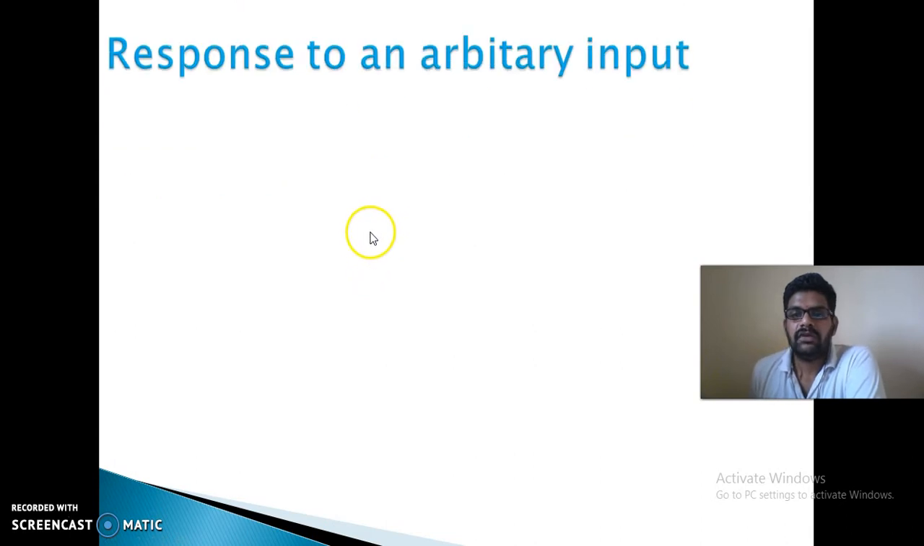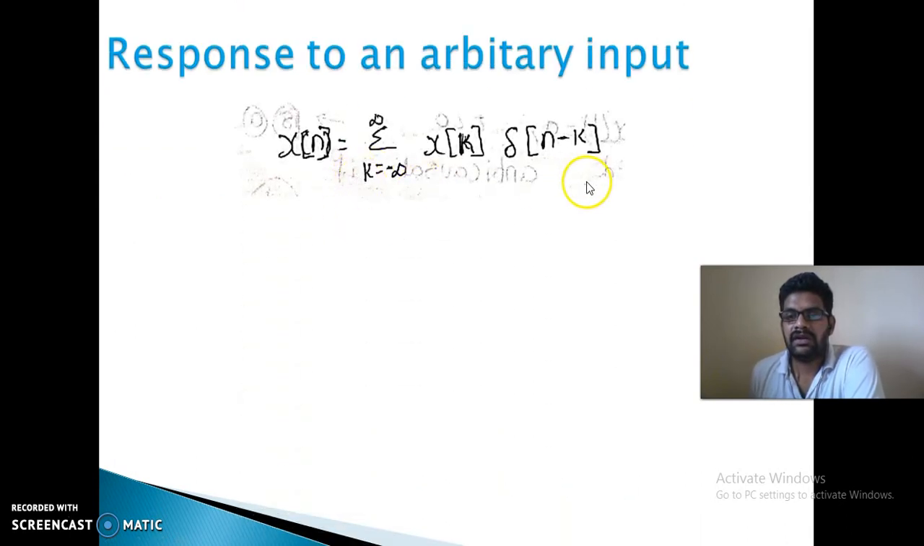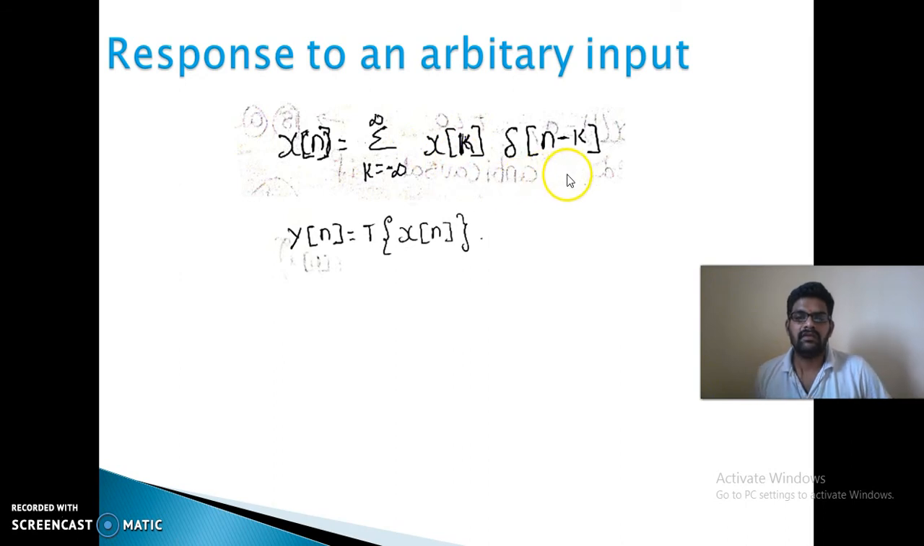Response to an arbitrary input: for a continuous time system it is the convolution integral, and similarly for a discrete time system it is the convolution sum. The summation formula in the discrete manner is like this: the arbitrary input x of n equals the sum over k from minus infinity to plus infinity of x of k times delta of n minus k. Then y of n is equal to the transformation of x of n.